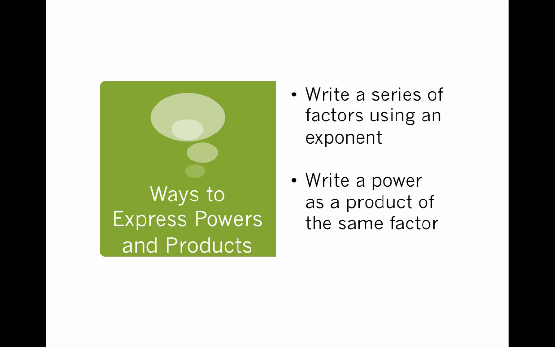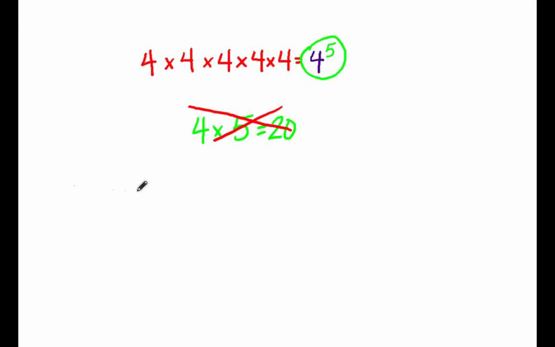So if you're asked to write a product of the same factor, you might see a problem like this: 7 to the 3rd power. Now, if they're asking you to write that as a product of the same factor, you're starting with a base number and an exponent, and you have to basically write it in expanded form like we have up here with the 4s. So if you see this, it's almost like going in reverse.